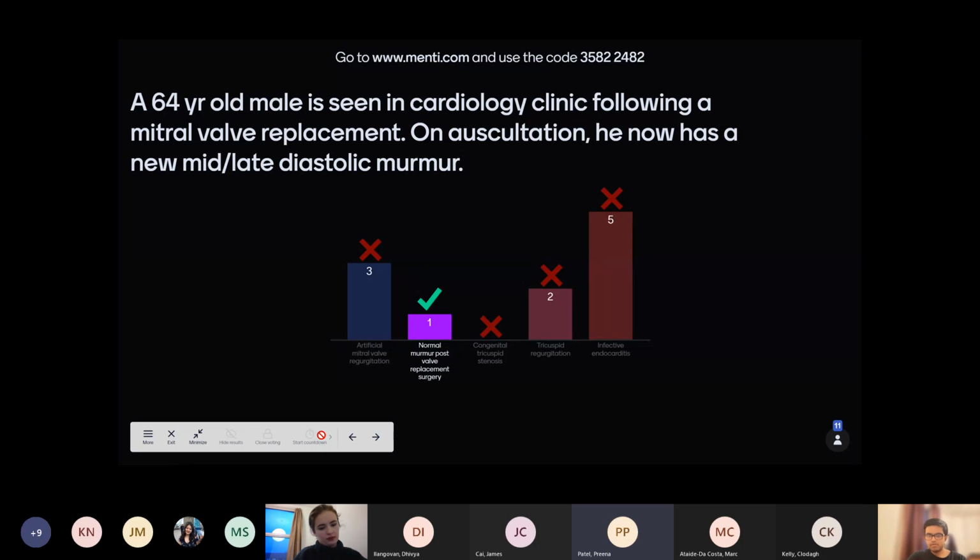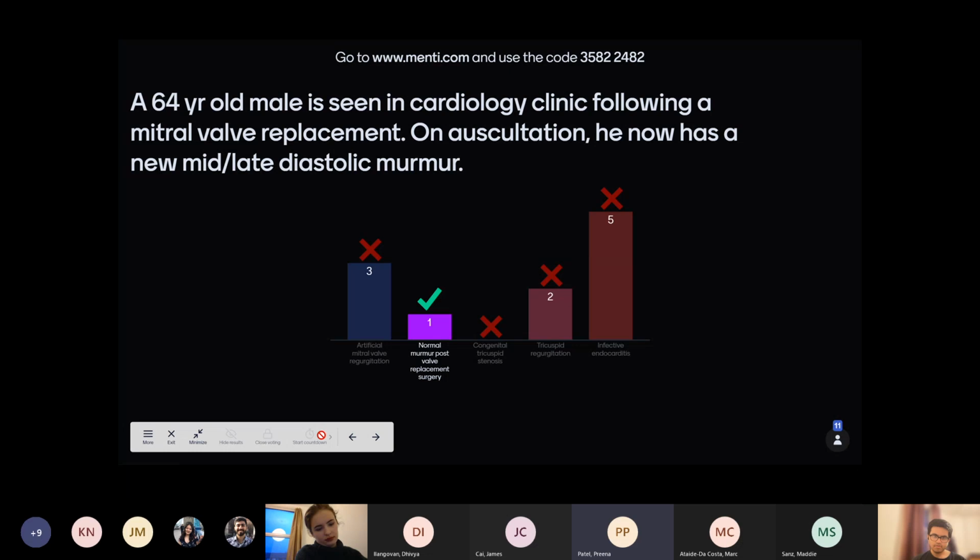Tricuspid regurgitation, you do have a mid to late diastolic murmur. No, you don't. You have a pansystolic murmur with tricuspid regurgitation, which is why that's the wrong answer. Tricuspid stenosis, you would have a mid to late diastolic murmur. But again, he's 64. If it was congenital, they would have picked it up when they replaced his mitral valve.